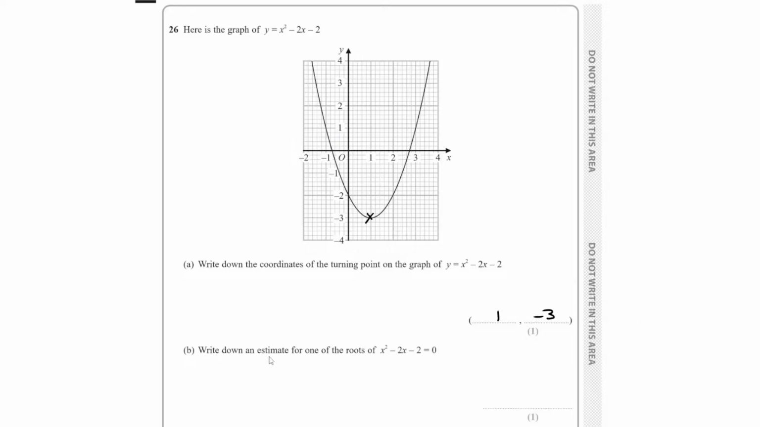And then part B: write down an estimate for only one of the roots of x squared minus 2x minus 2 equals 0. Okay, let's go through that. Roots is another way of saying solutions, which is solving it. When we solve things, it's x equals what? I'm going to look on my graph. When I say write down, and there's only one mark, it basically means there's no working out to do. The answer is somewhere already in the question. You just need to find it.